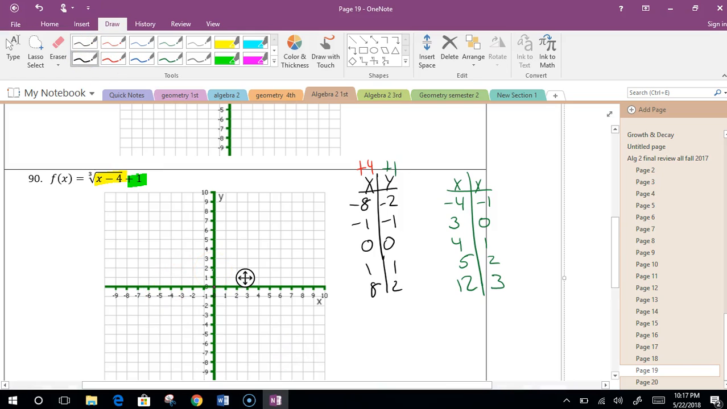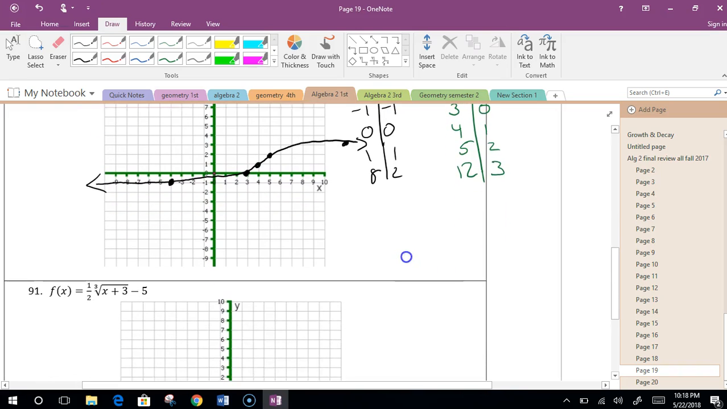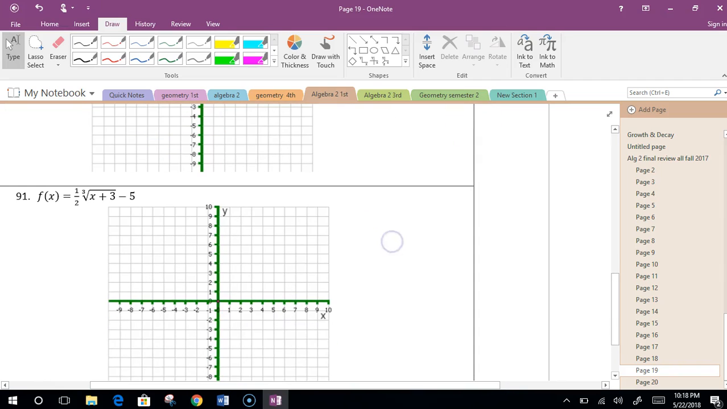This is going to make our snake looking shape. So -4, -1, 3, 0, 4, 1, 5, 2, and 12, 3. So I'm just going to take this out so I can give myself a point out here. Remember, this is going to make our snake-like looking shape with arrows on both ends. And the same idea should you have a multiplier.